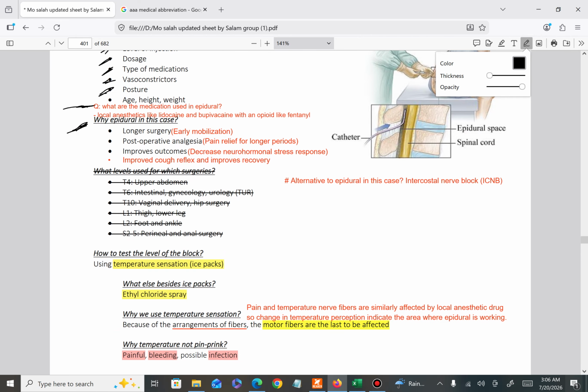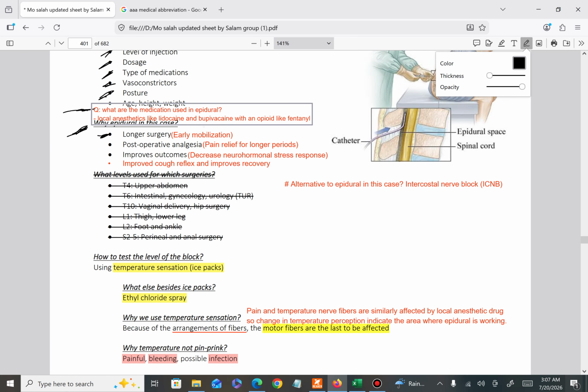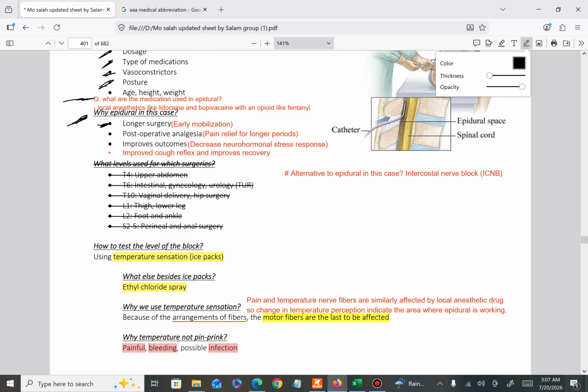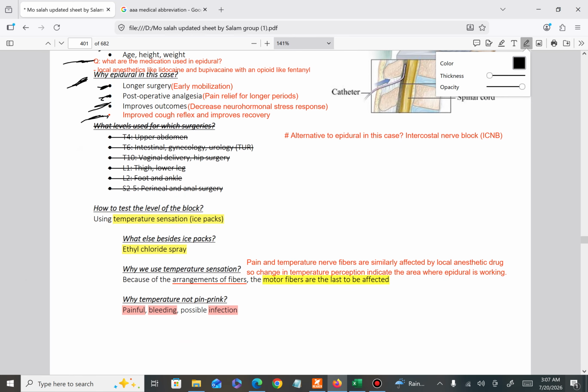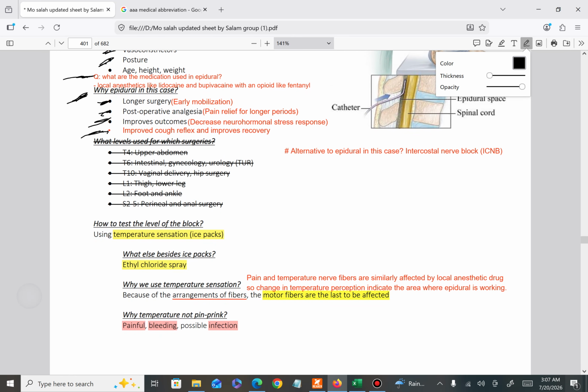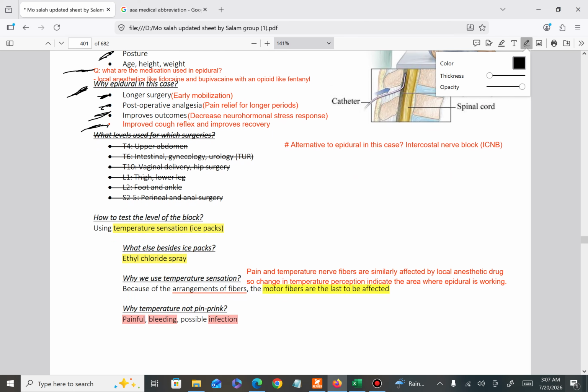Why epidural anesthesia in this case? It is a longer surgery, so in order to ensure early mobilization of the patient after longer surgery, it is given. Then the second reason is post-operative analgesia, pain relief for longer periods. Then improved outcomes, by decreasing the neurohormonal stress hormone, improving cough reflex and improving recovery. Okay, so these are the reasons why the epidural is given in this case.